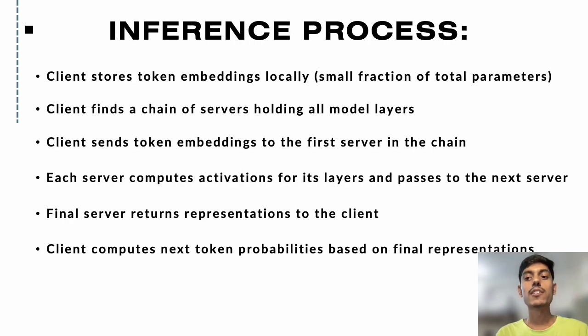Let's walk through how the inference process works with Petals. The client stores the token embeddings locally, a small fraction of the total model parameters. The client finds an available chain of servers that collectively hold all the model layers. The client sends the token embeddings to the first server in the chain. Then each server computes activations for its layers and passes them to the next server. The final server returns the representations back to the client. Then the client can compute the next token probabilities based on these final representations.